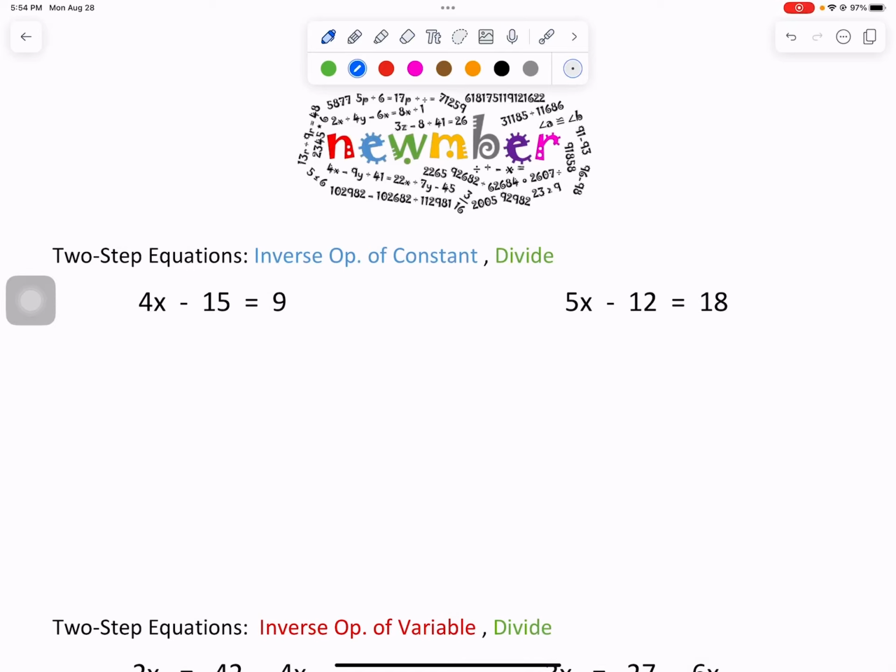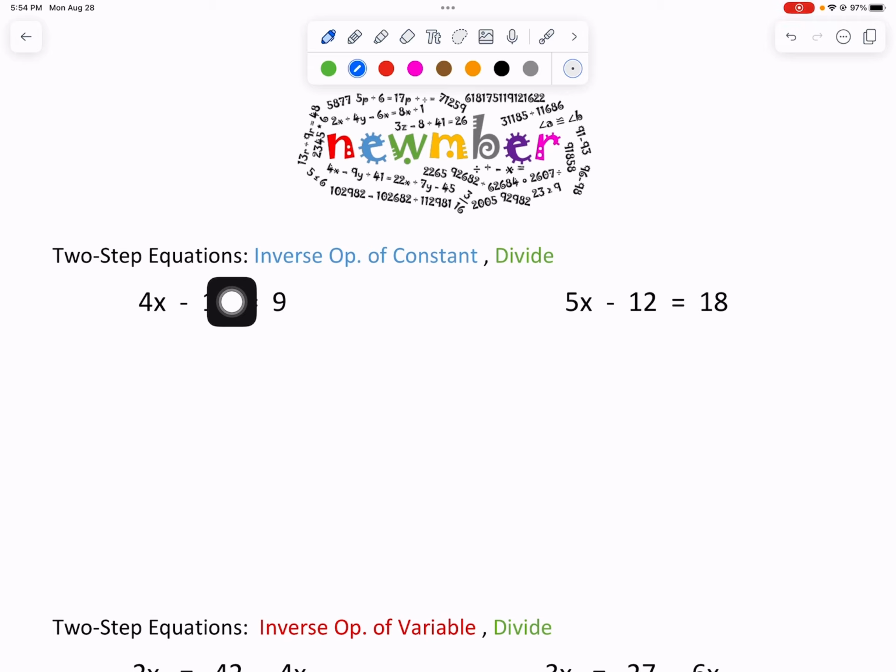Welcome back to Noomber Math, where we apply color to assist with identifying and sequencing within math, and as always provide students with the opportunity to solve independently and check their work at the end of the video. Today we will be working with two-step equations.